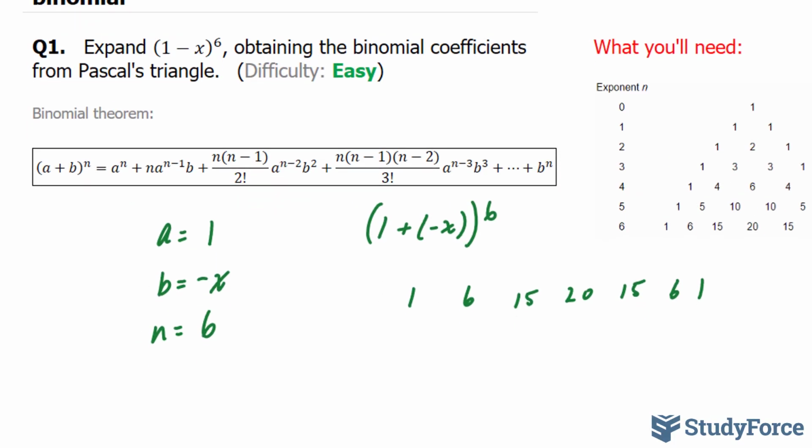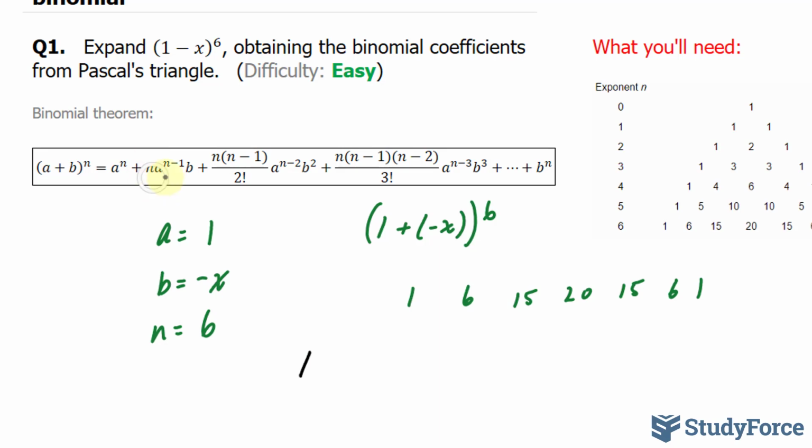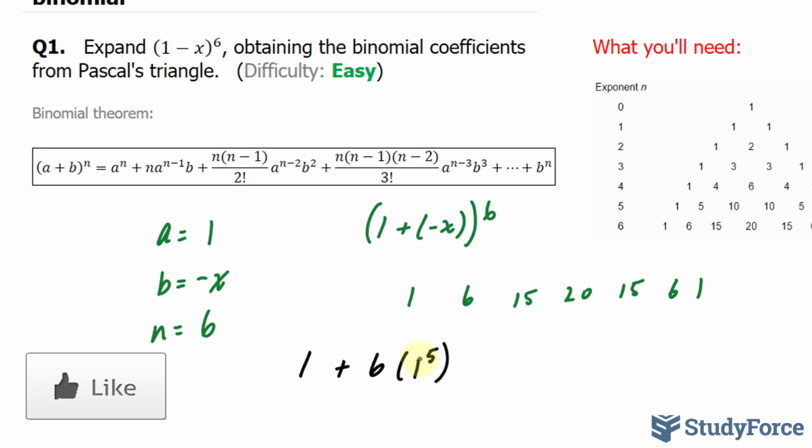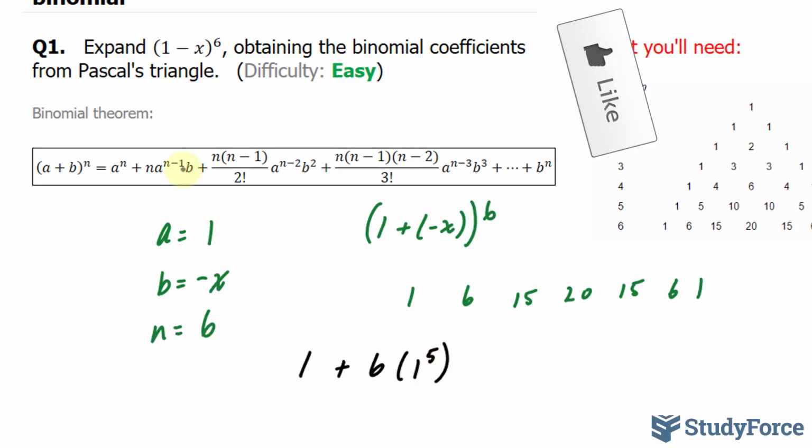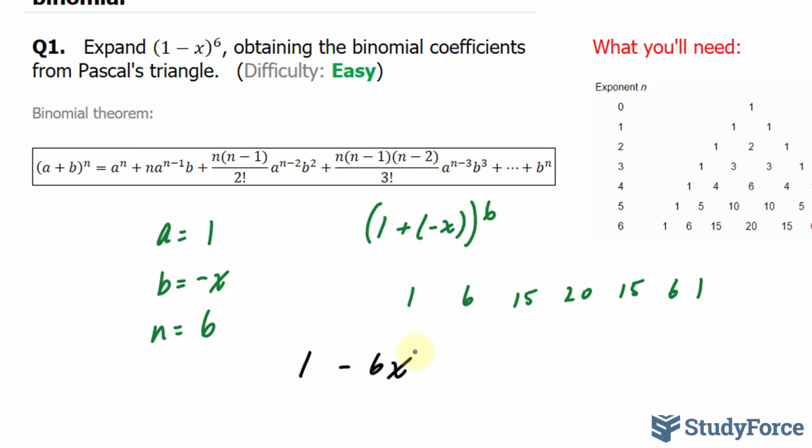Let's start with term 1. We have a to the power of n. That's really easy. A is 1, and n is 6, so we'll simply write down 1 instead of 1 to the power of 6. Our next term, we have our n, it's 6, so I'll write down plus 6. My a is 1 to the power of 5, because 6 minus 1 is 5, and I'll reduce that in a moment. And b is negative x. So if we simplify this term, we should end up with negative 6x only.